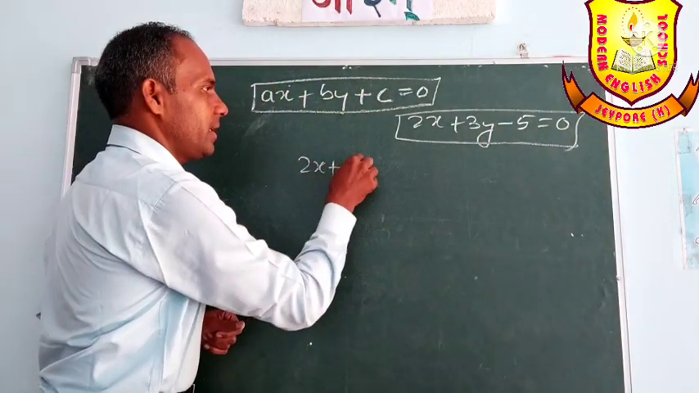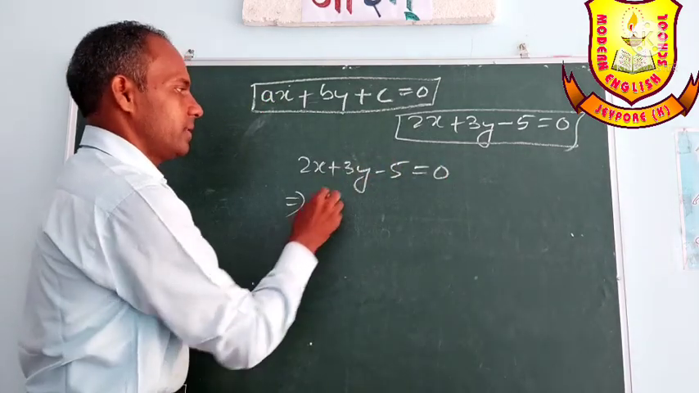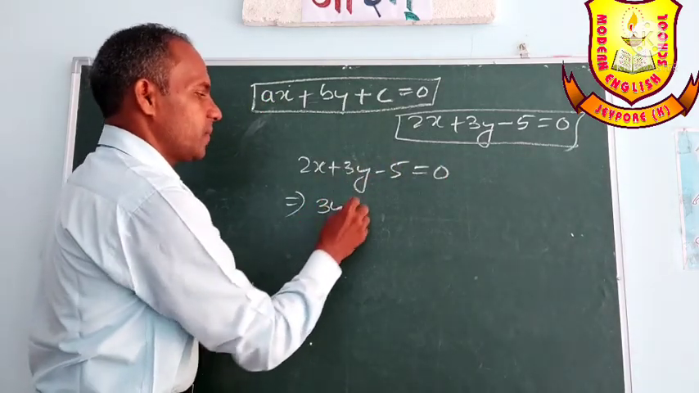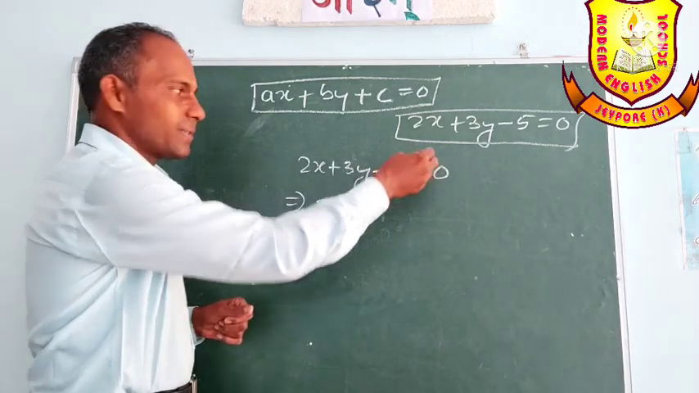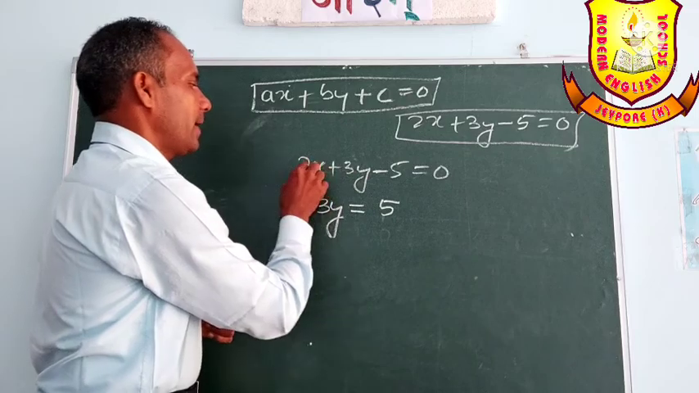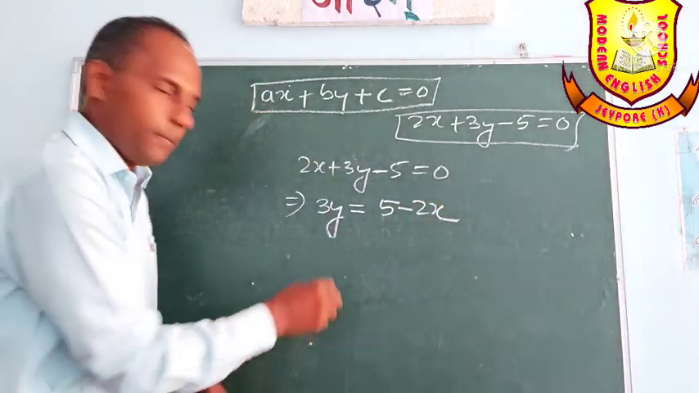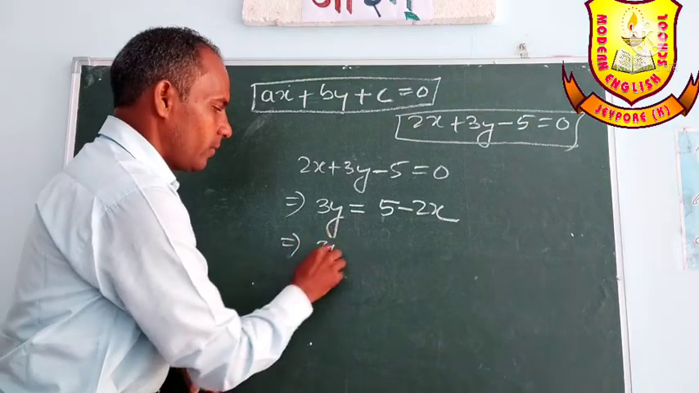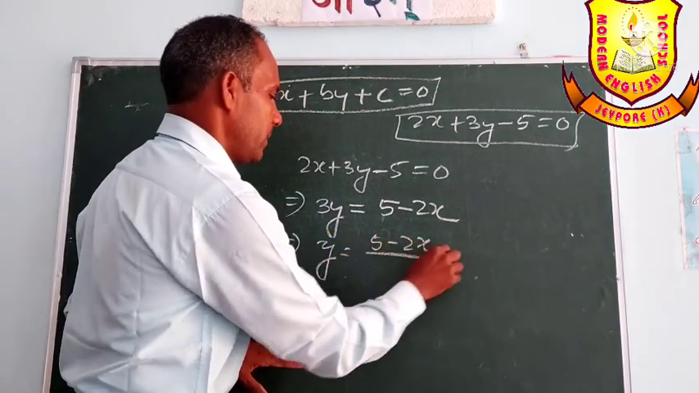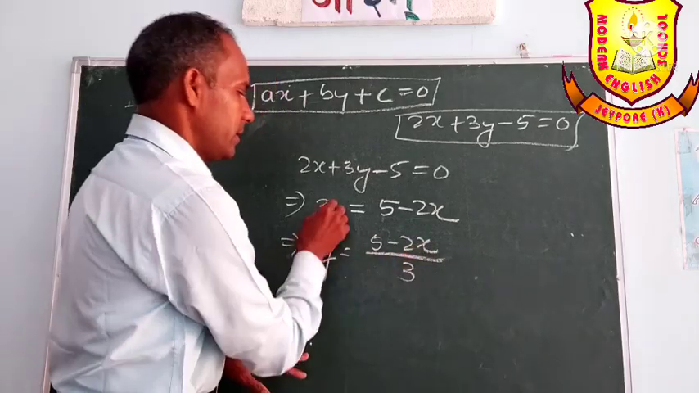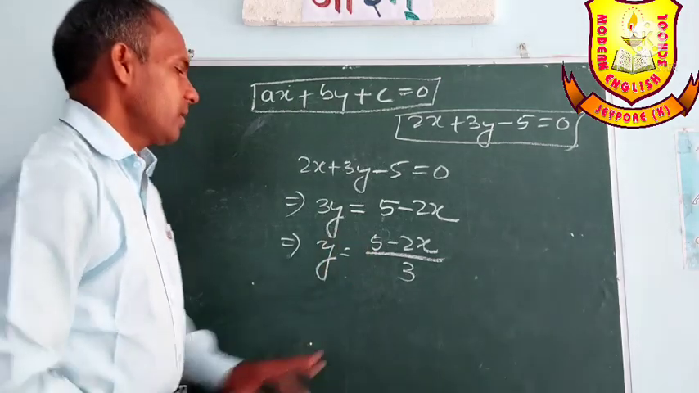I will take this example: 2x plus 3y minus 5 equal to 0 implies that 3y will be equal to minus 5, which goes to that side; by transposition it will be 5, and 2x goes to that side, it will be minus 2x. This implies that y will be equal to 5 minus 2x divided by 3. On transposing, what was multiplied becomes divided.